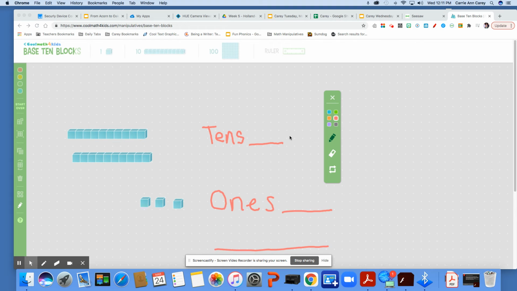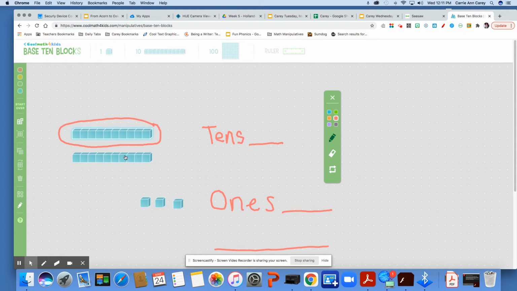Okay, so today you're going to do a review of place value, and we're going to be practicing counting tens and ones. So right here we have a group of 10. There's one 10, and I know it's a 10 because if I count the little cubes, there's one, two, three, four, five, six, seven, eight, nine, 10. So 10 ones makes up one 10.